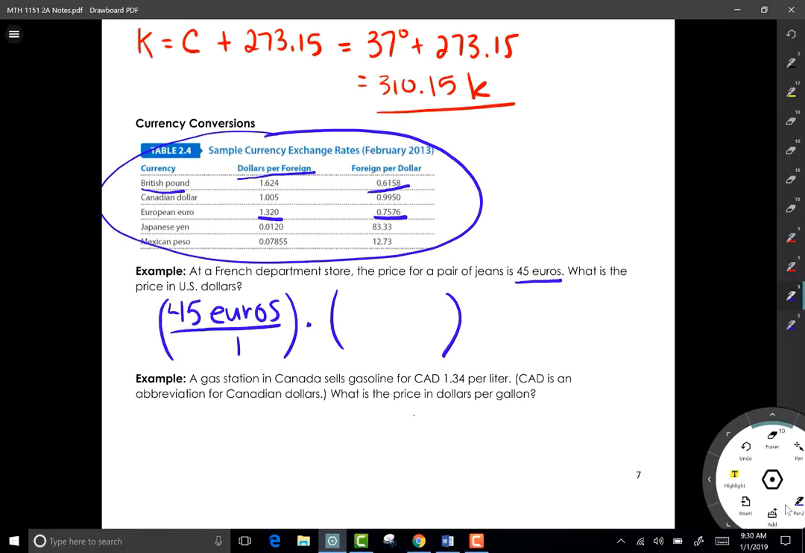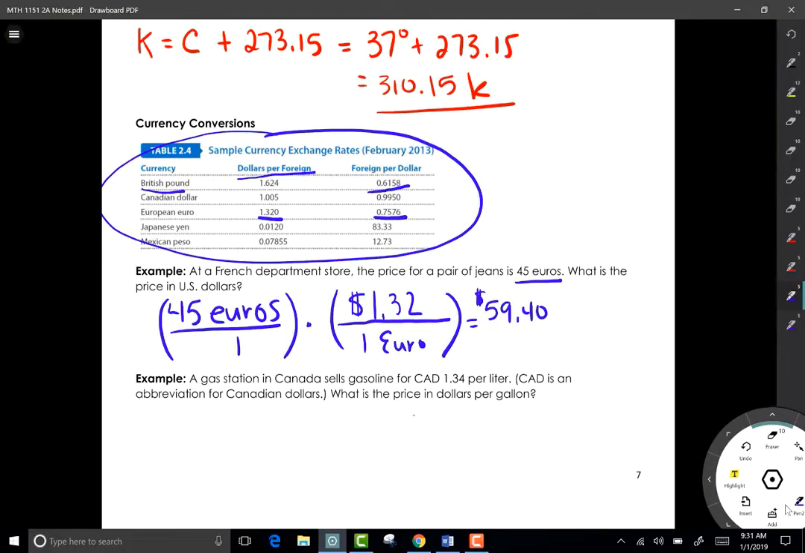So that means I have 1.32 US dollars for every euro. Since I want to get rid of the euros and end up with US dollars, I am going to put the 1.32 up top and put 1 euro on the bottom. Okay, now in my calculator, I'm going to put 45 over 1 times 1.32 over 1. And when I multiply that out, I'm going to get 59.40, and that's US dollars.